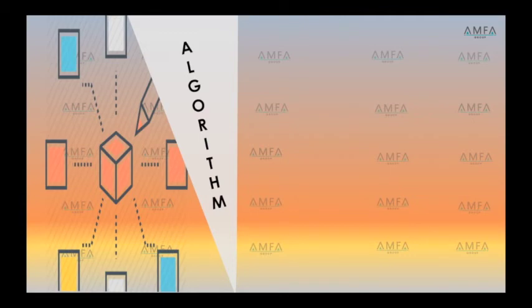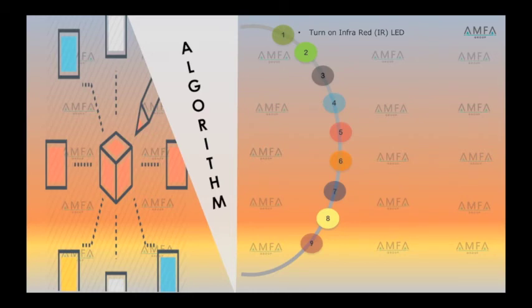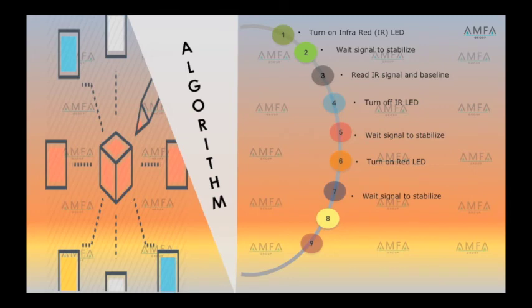Now let's have a quick look at the 9 step algorithm. Stage 1 is turn on the IR infrared LED, wait for the signal to stabilize, read the IR signal and baseline, then turn off the IR LED, then wait for the signal to stabilize, then turn on the red LED, wait for the signal to stabilize, read the red signal and baseline, then turn off the red LED. Then the photodiode absorption and further measurement happen, and how the further calculation happens we have already seen in the flow diagram. So this is how the algorithm proceeds.